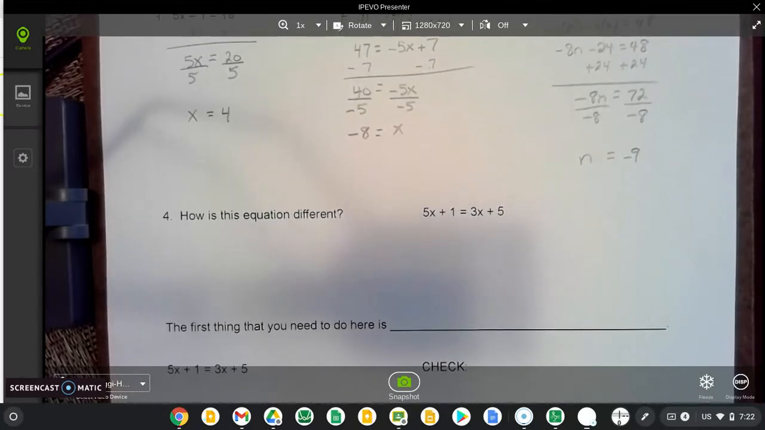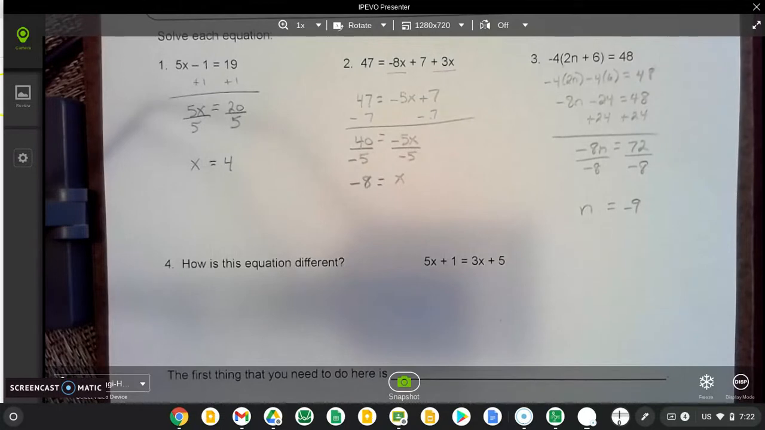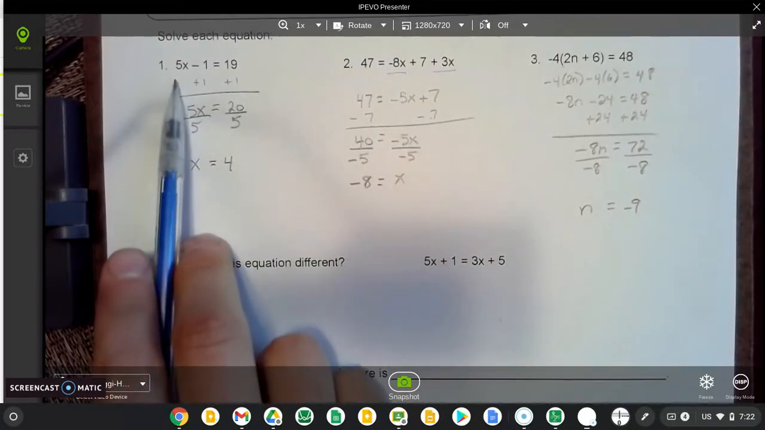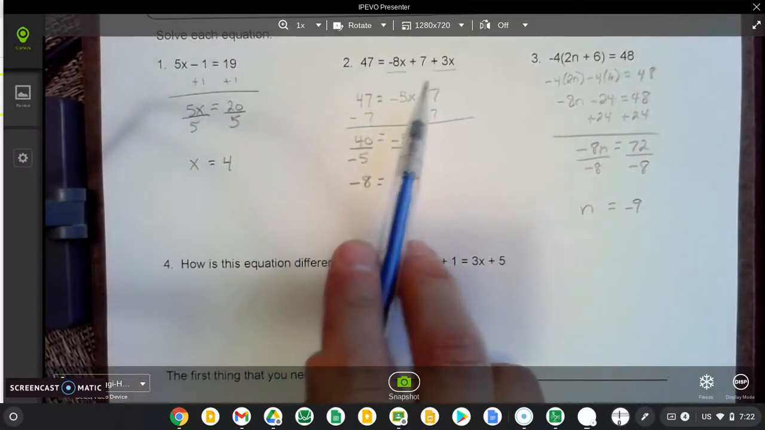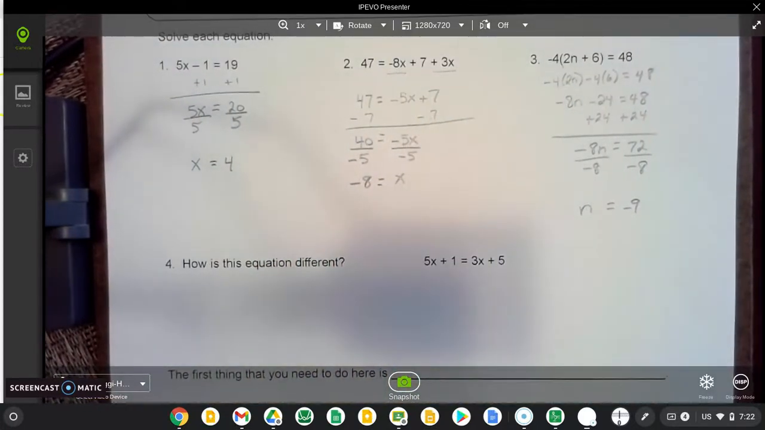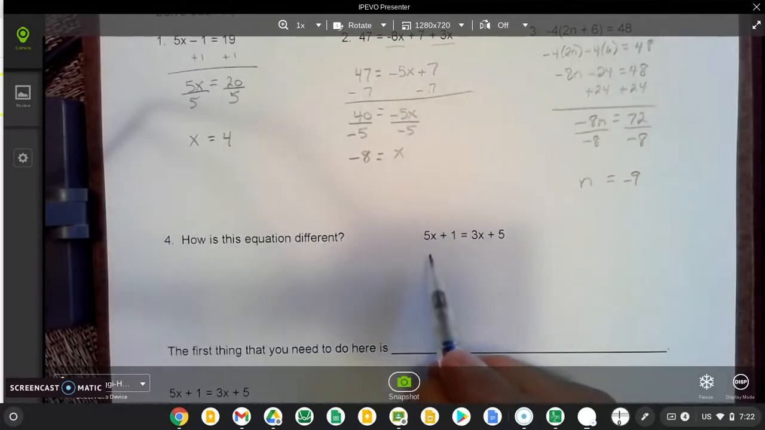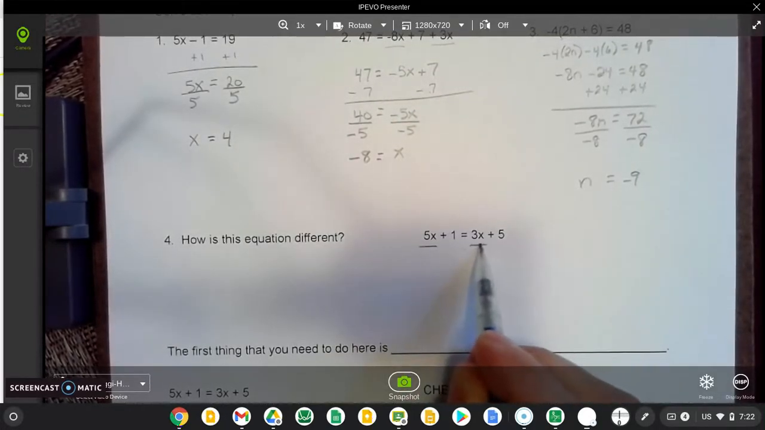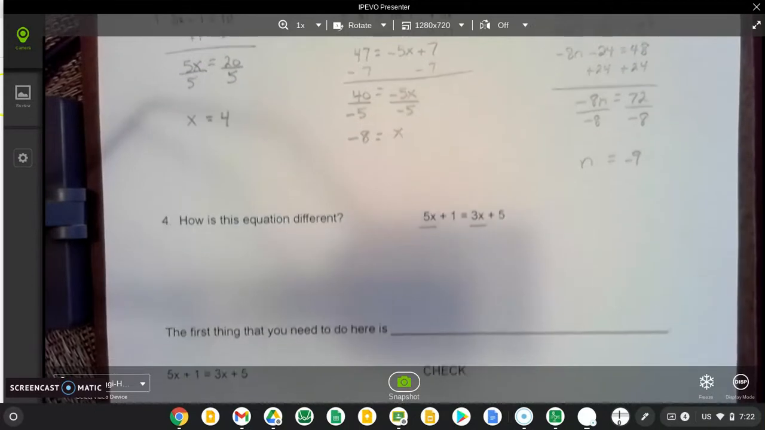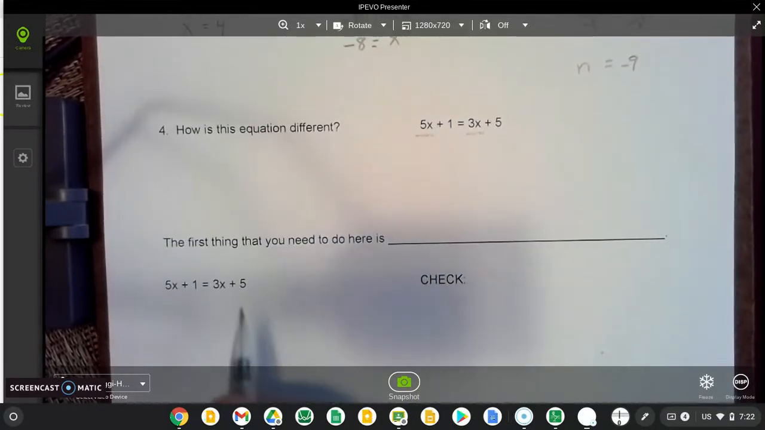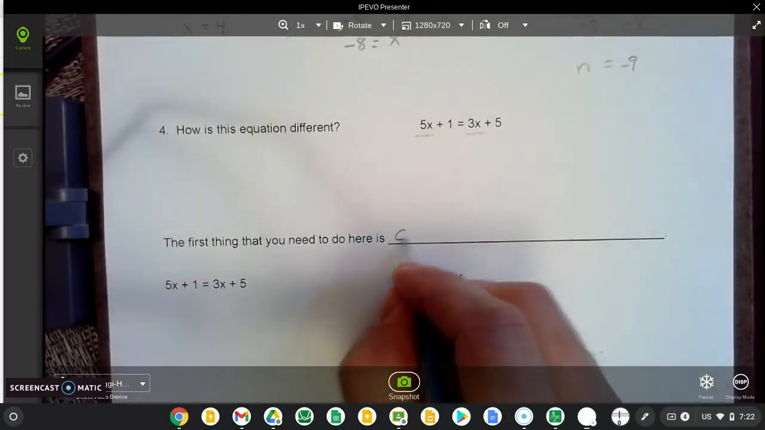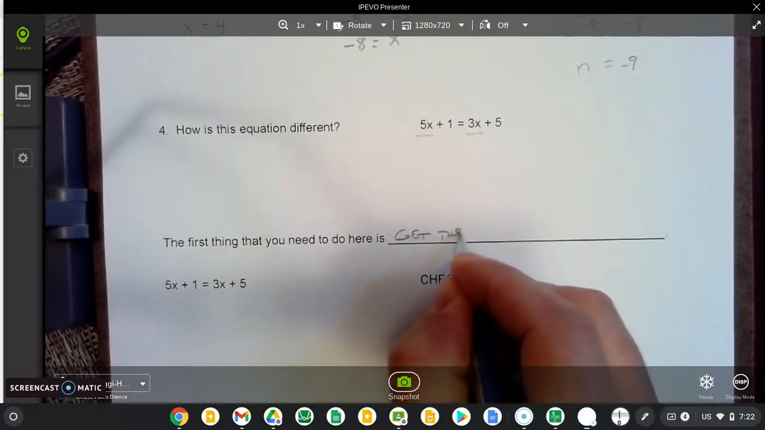In our next example, I want to know, how is this equation different? 5x plus 1 is equal to 3x plus 5. Well, in the top 3 examples, notice that we only have variables on one side. Here it was on the left of the equal sign. These were on the right of the equal sign. This one's on the left of the equal sign. But in this example, I've got a variable term on the left side and on the right side. Whenever we have an example like this, the first thing you need to do is get the variables on one side.